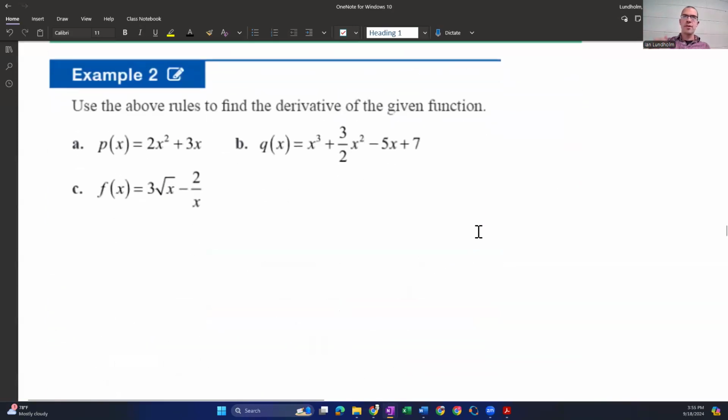Cool. So example 2, if you want to pause and try these on your own, you're totally welcome to. I'm going to try to just go through them quickly, but feel free to pause if you have any questions or anything like that. All right, so part A, we've got a nice little polynomial there.